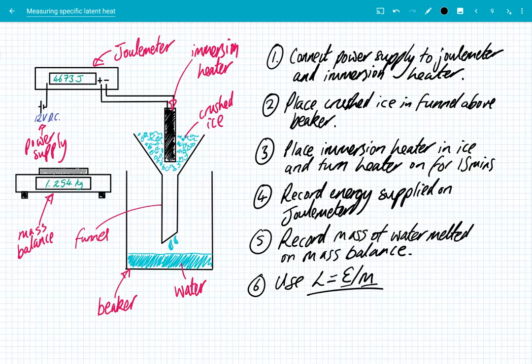So if you're going to look at the latent heat of fusion of ice, you connect your power supply to the joule meter and the immersion heater. You then crush some ice and put it in a funnel. You put your immersion heater into that ice, and then you melt the ice. You record how much energy on a joule meter. You record the mass on a mass balance. Then you use this equation. The latent heat is the energy supplied divided by the mass. And that is it.